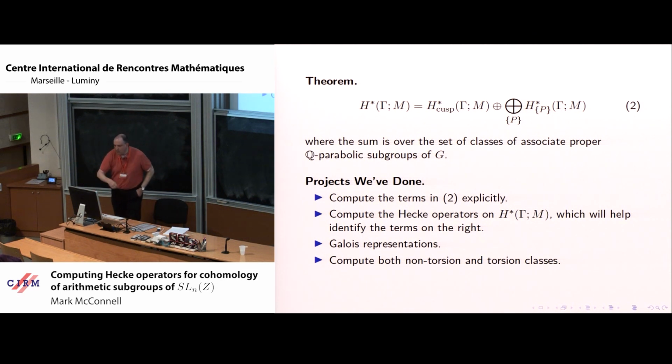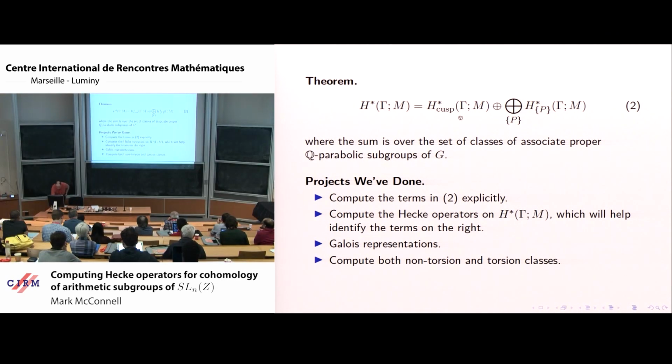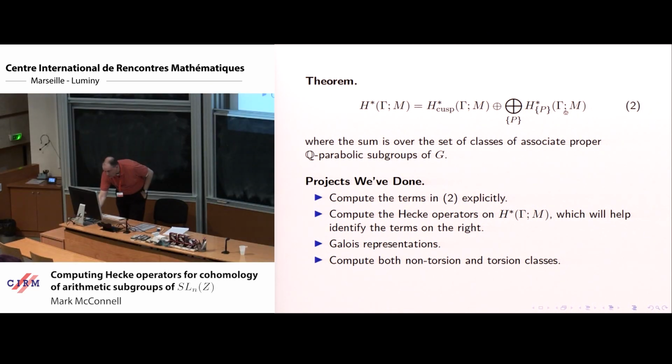I say projects we've done, what I should have said is, rough outline of the talk to come is, we do computations where we try to identify all these terms explicitly. We're looking for cohomology that could be supported on cuspidal automorphic forms in the center of the thing. We're also trying to identify the other pieces. We do this by computing the Hecke operators on the whole thing. This helps us sort out which piece is which on the right-hand side.